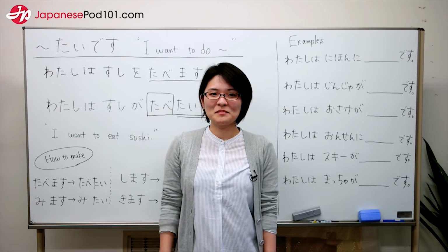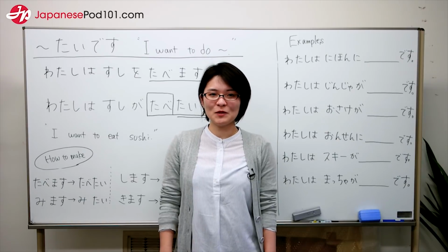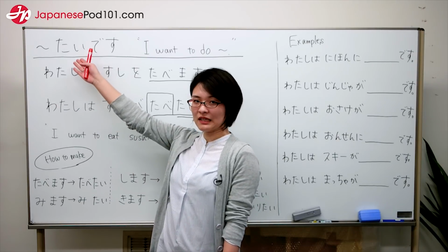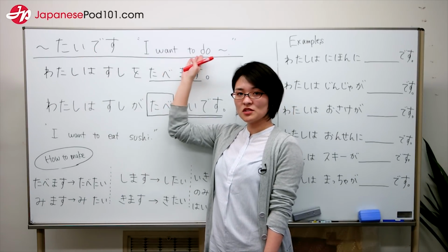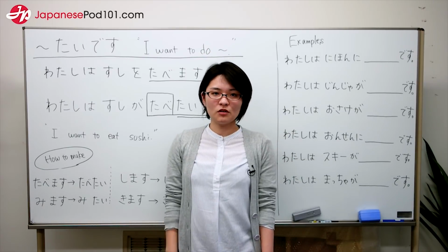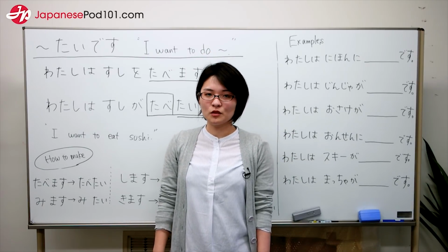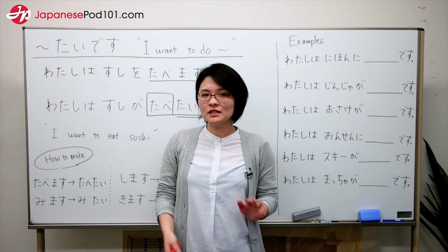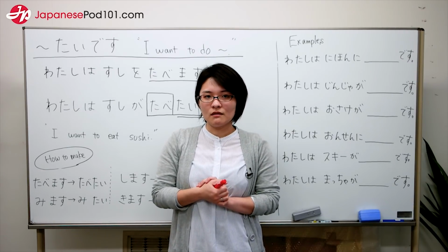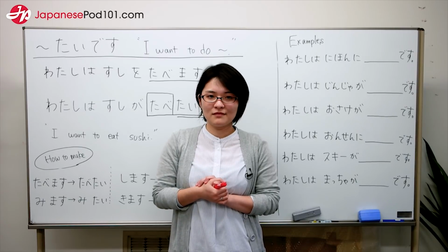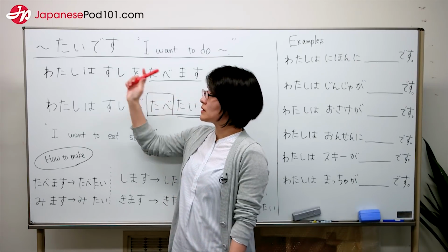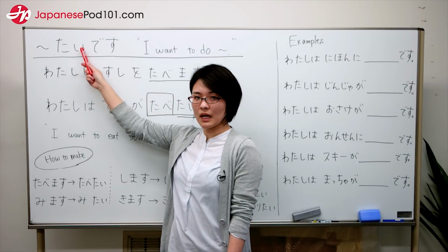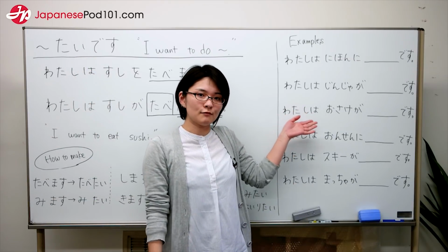Hi everyone, I'm Motoko. Today I'm going to talk about the usage of "たいです", meaning I want to do something. Do you want to go to Japan? Do you have anything you want to do in Japan? Can you say that in Japanese? After this lesson, you can say that in Japanese. So I'm going to talk about the sentence pattern with "たいです" and then some examples here.